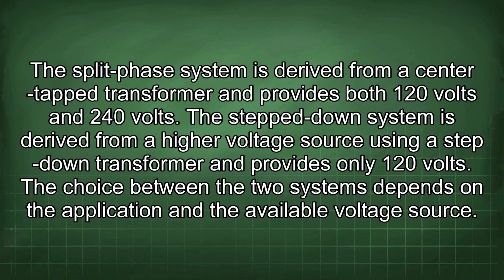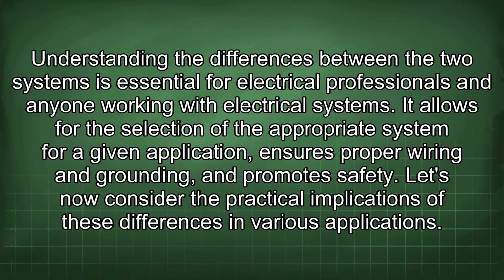The step-down system is derived from a higher voltage source using a step-down transformer and provides only 120 volts. The choice between the two systems depends on the application and the available voltage source. Understanding the differences between the two systems is essential for electrical professionals and anyone working with electrical systems. It allows for the selection of the appropriate system for a given application, ensures proper wiring and grounding, and promotes safety. Let's now consider the practical implications of these differences in various applications.